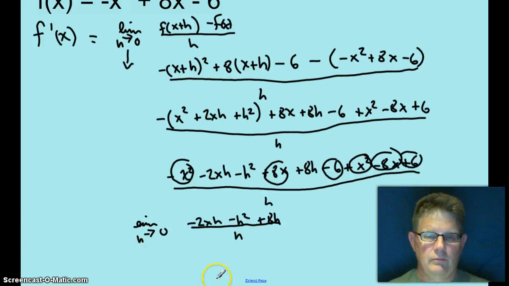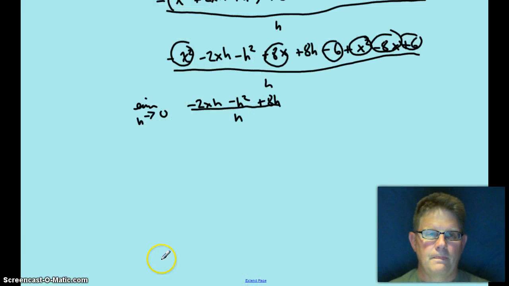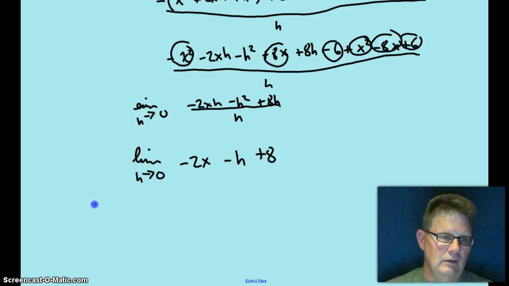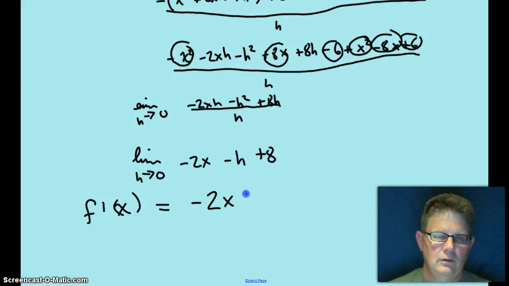That's a beautiful thing. So let's go ahead and factor out an h. H is a factor in every term in the numerator, and it's a factor in the denominator. So we're finding the limit as h approaches 0 of negative 2x minus h plus 8 when you factor out the h's. Now go ahead and replace one more time, and we find out that f prime of x equals negative 2x plus 8.